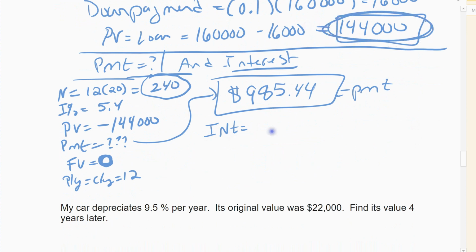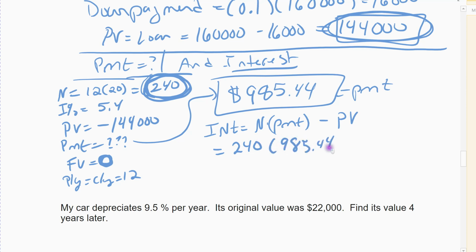And so remember, to figure out interest on loans, it's your total number of payments minus the amount you borrowed. This is what you paid, and this is how much you borrowed. In this case, N is 240, so 240 times $985.44. That's how much they paid back on their mortgage.